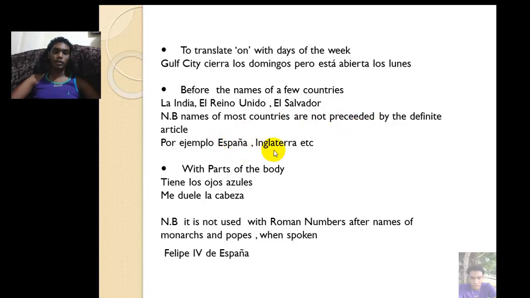Okay? They are also used with parts of the body. Tiene los ojos azules. He, she, or it has blue eyes. Right? Me duele la cabeza. My head hurts. Okay, so notice that la cabeza, los ojos. Okay? It is not used with Roman numbers after names of monarchs and popes when spoken. Okay?